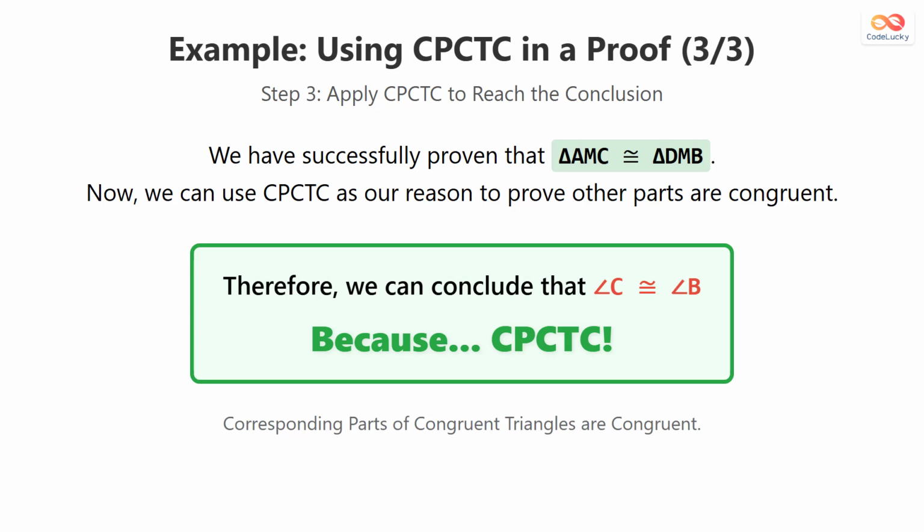Now that we've proven the triangles are congruent, we can use our new tool. We wanted to prove that angle C is congruent to angle B. Since these are corresponding angles in the two congruent triangles, we can now state with certainty that they are congruent. The reason? CPCTC, corresponding parts of congruent triangles are congruent.